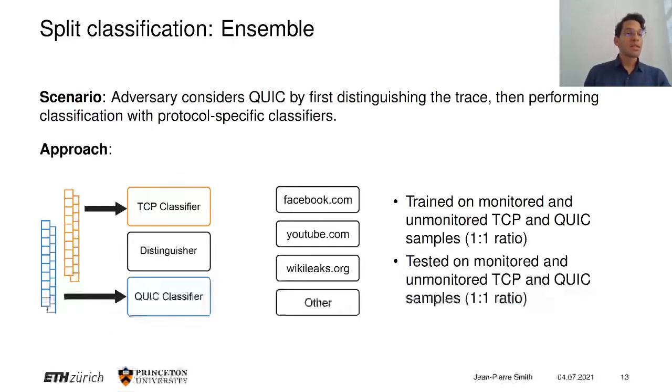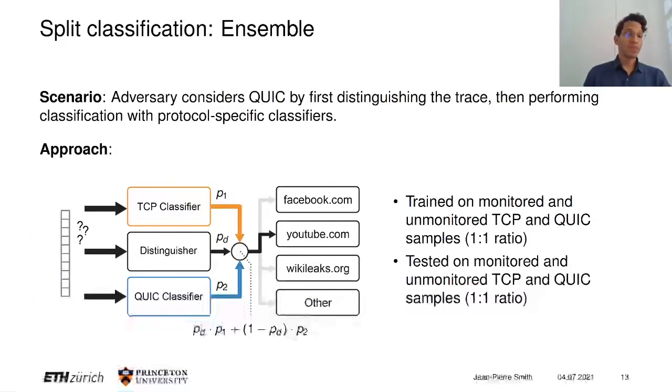So in this ensemble, the TCP classifier is trained only on TCP samples, and the QUIC classifier is trained only on QUIC samples. The distinguisher, by contrast, is trained on both QUIC and TCP samples. When it comes to actually distinguishing between the two protocols and classifying a sample, the distinguisher outputs its prediction that the sample is a TCP sample. The TCP classifier outputs its prediction that this sample belongs to a particular web page. And the QUIC classifier also outputs its confidence that this sample belongs to a particular web page. The final prediction is the weighted sum of these two predictions with the belief of the distinguisher.